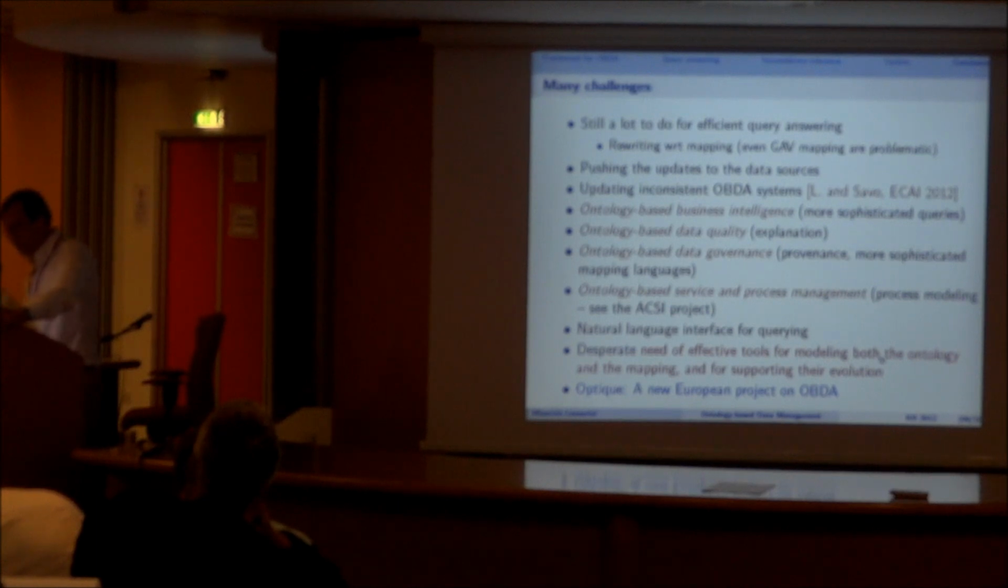Then you can use the ontology to do data quality. Data quality means that you can use the ontology as a model of your universe of discourse and therefore to measure the quality of the data with respect to the ontology. After all, what does it mean that my data has low quality? It might be two things.